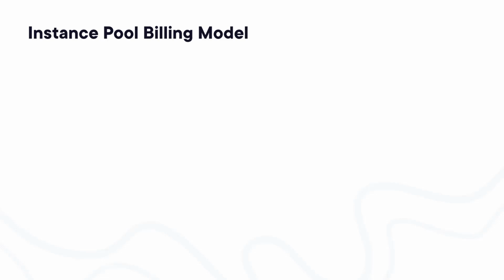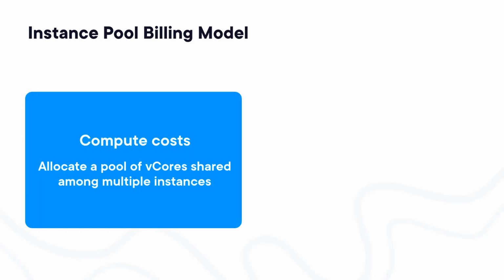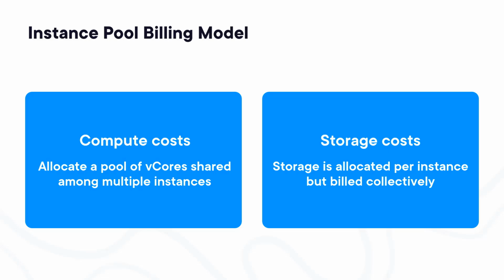On the other hand, the instance pool billing model includes compute costs, which are based on the allocated pool of virtual cores shared among multiple instances, and storage costs, which are allocated per instance but billed collectively.